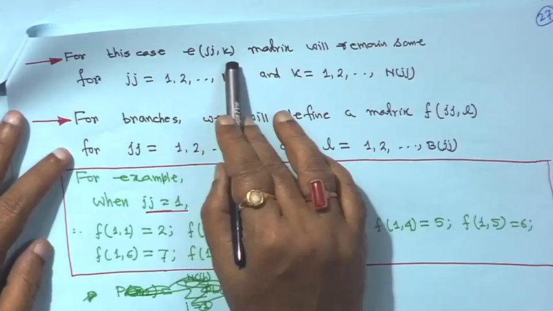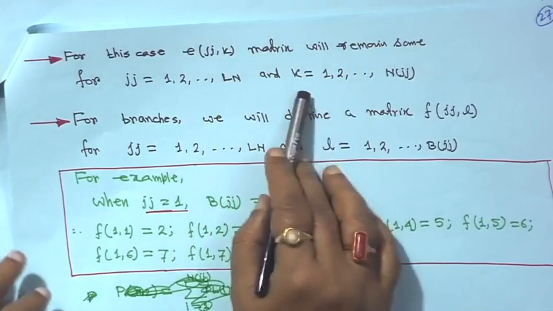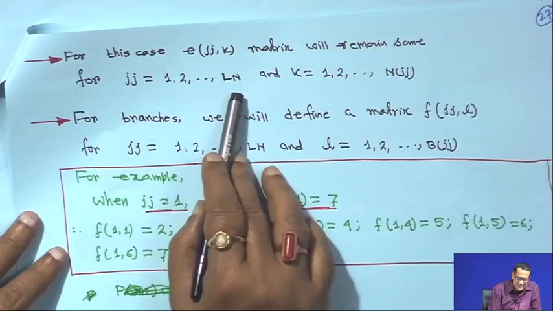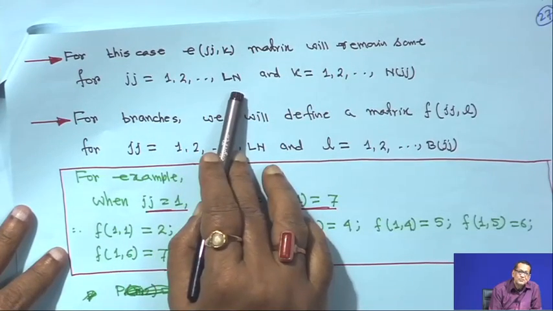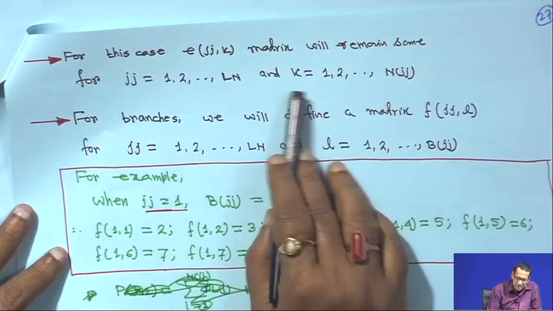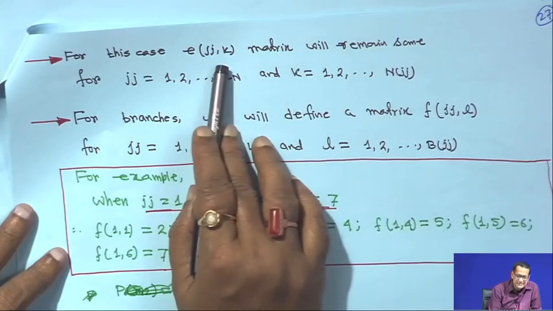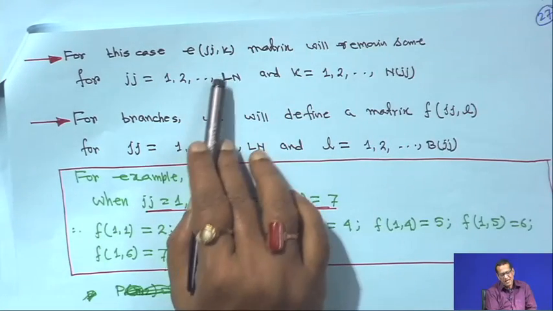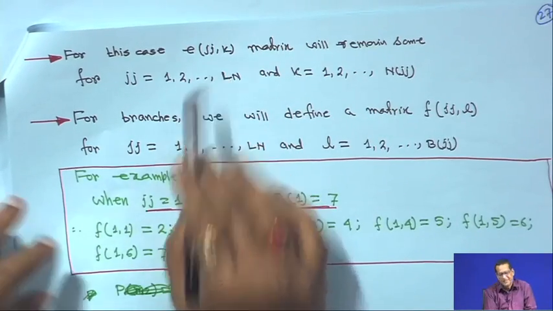Therefore, for this case the E_JJK matrix will remain the same. This E_JJK matrix we have previously defined for JJ equal to 1 up to Ln, the total number of your branches, and for K equal to 1 to NJJ. This E_JJK matrix will remain the same, and we have seen how to make it.